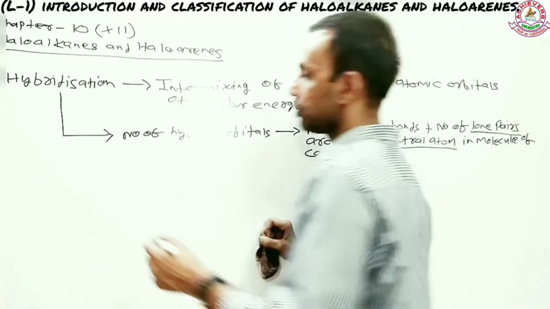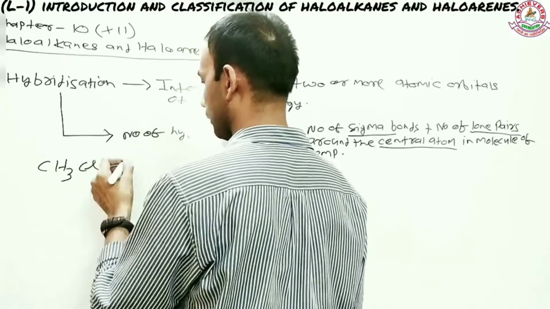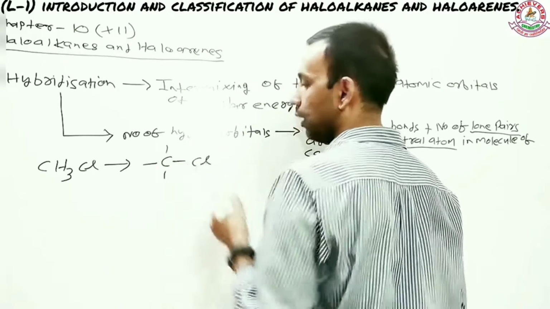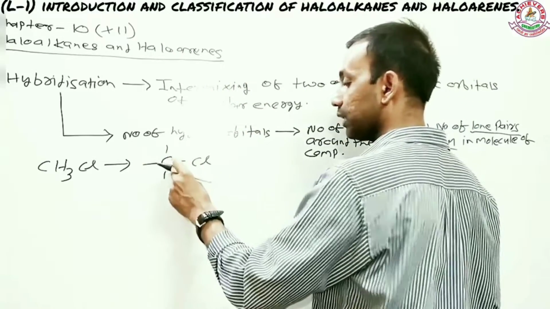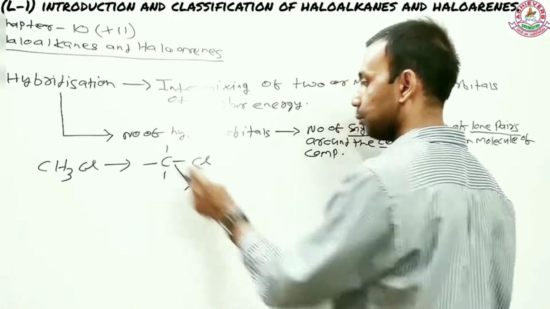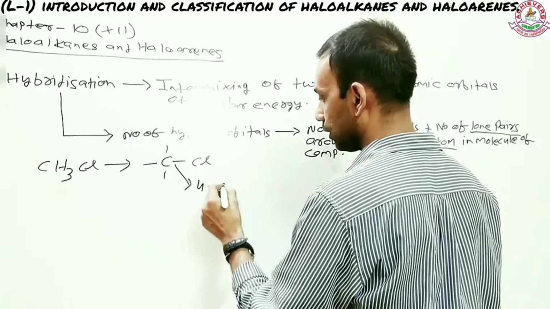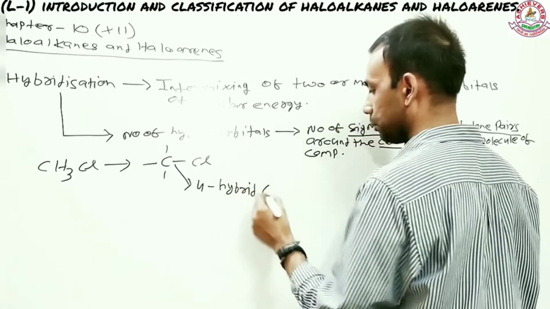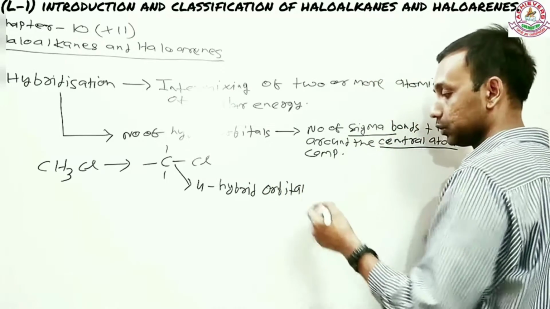Let's take an example. Suppose I'm talking about CH3Cl. This is chloromethane. If you draw the structure, this is what the structure is going to be. I usually have no habit of writing the hydrogens, so I'm just ignoring all that. How many sigma bonds are here? There are 1, 2, 3, and 4. So this particular molecule has 4 hybrid orbitals. You need to understand that it talks about the 4 hybrid orbitals. I'm sorry, I'm not going further into that because that changes the whole topic.